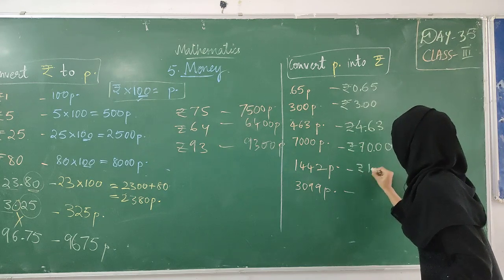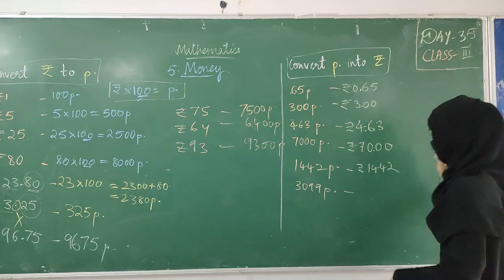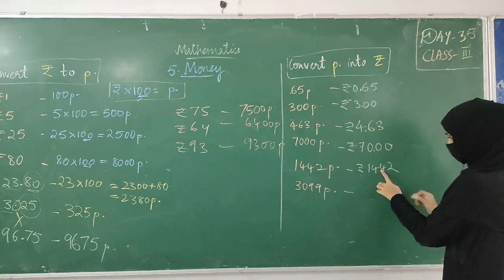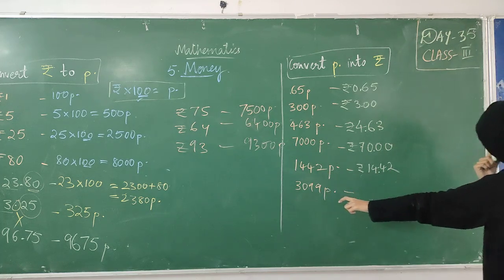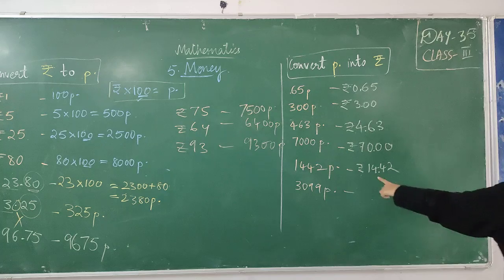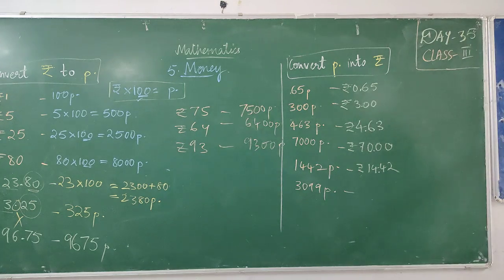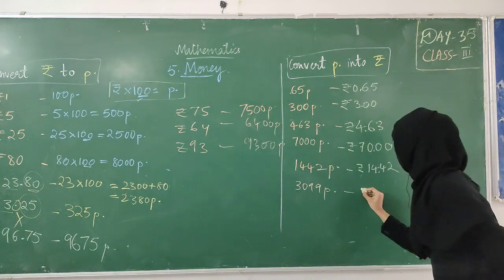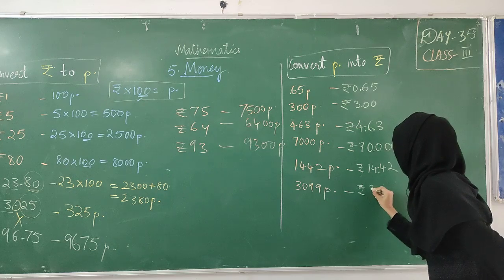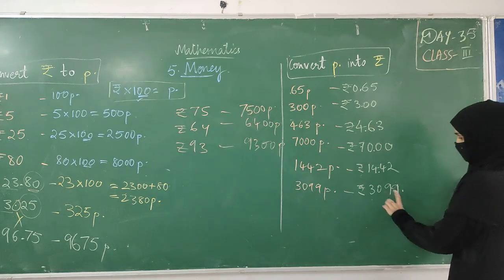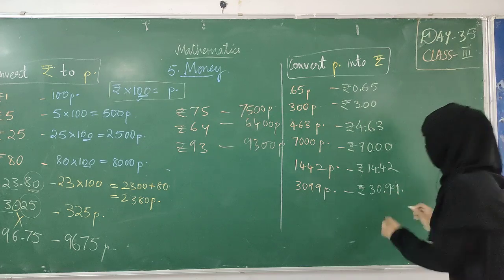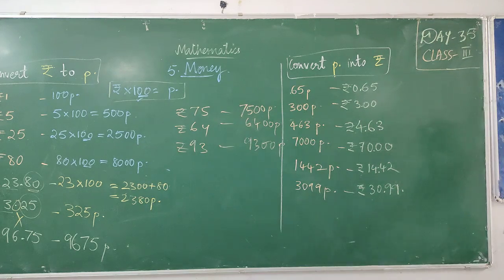Next. After 2 digits, 1, 2, you will put a dot. This is 1,442, which is nothing but rupees 14 and 42 paisa. After 2 digits putting a dot. Then 3,099 paisa. After 2 digits put a dot, it will become rupees 30 and 99 paisa.